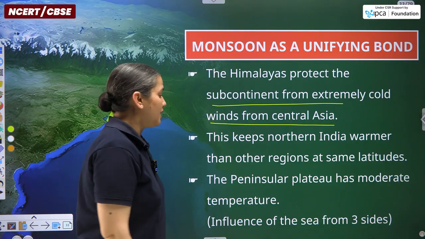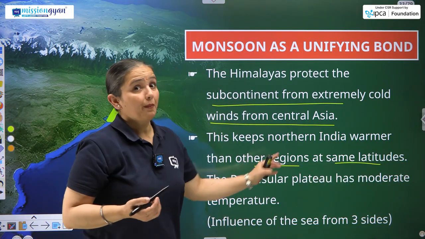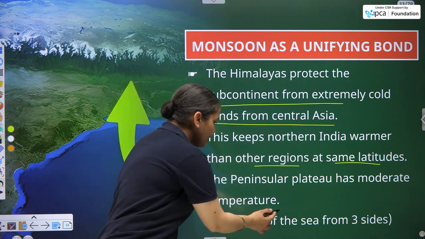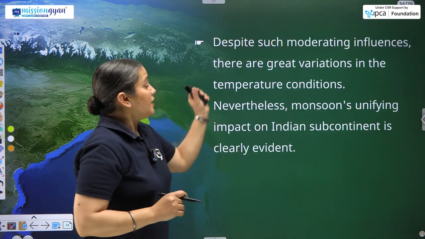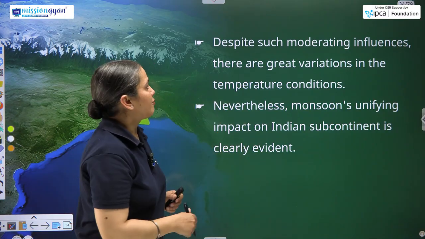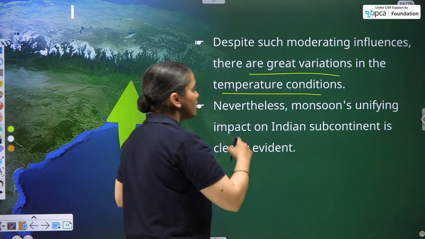So this keeps northern India warmer than other regions at the same latitude. But the peninsular plateau has a moderate temperature because it is surrounded by water on three sides. Despite such moderating influences, there are great variations in the temperature conditions.